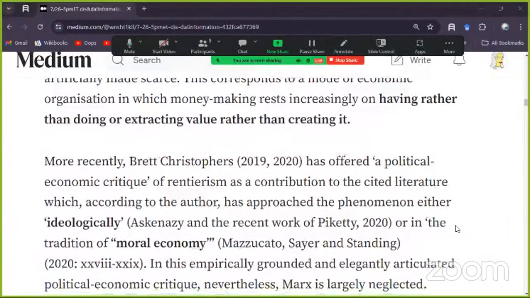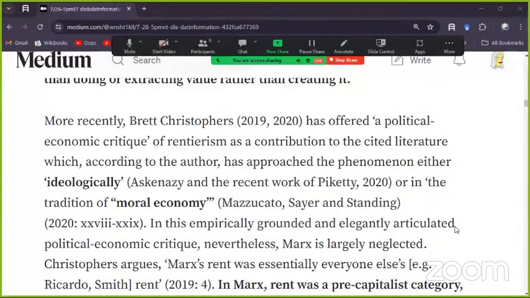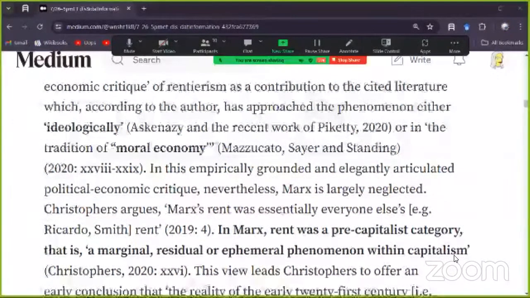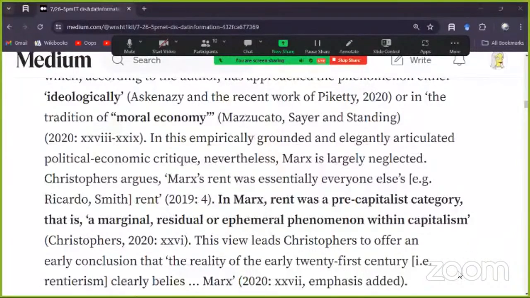It's an approach that has an ideological element, and certainly Piketty is part of that. Or, as we've seen with other folks like Mazzucato, Sayer, and Standing, the idea of moral economy. And we've talked about that as well, about a sort of social ontology. In this empirically grounded and elegantly articulated critique, Marx is mainly neglected, but Marx is always there. It's just problematic because then you have to argue through some of the basic problems, and sometimes people are very fixed on certain commitments to certain forms of labor, or a certain idea about labor versus labor power, etc.